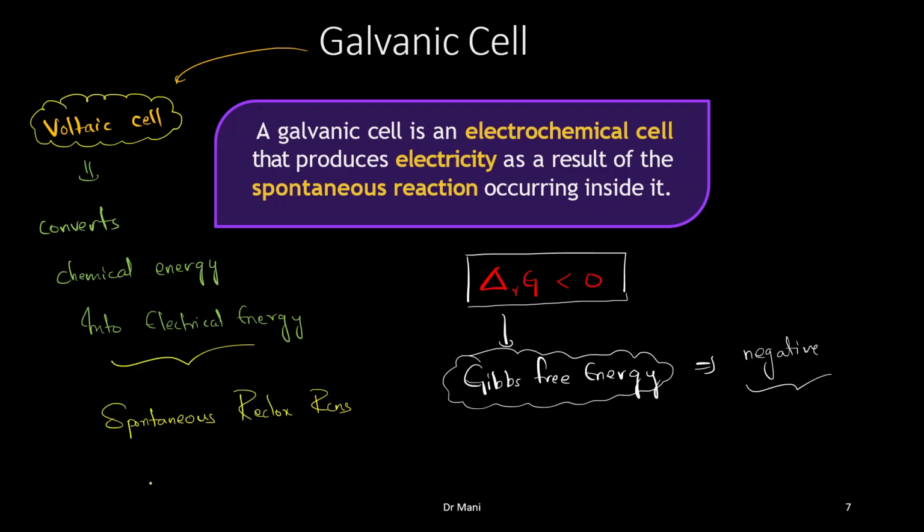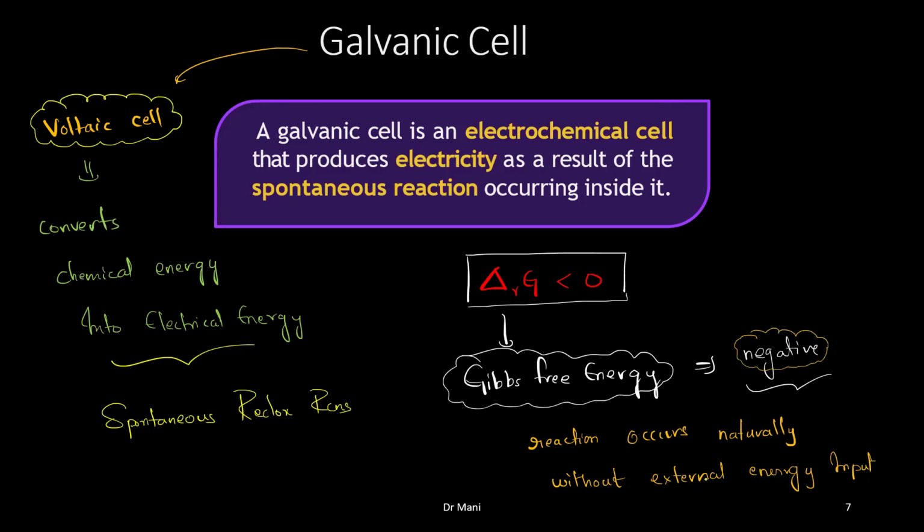So remember, it is negative. That means the reaction occurs naturally without external energy input. So that's what delta G less than 0 means. Gibbs free energy when it is negative, remember, this is very important. When it is negative, it means the reaction occurs naturally without any external energy input.